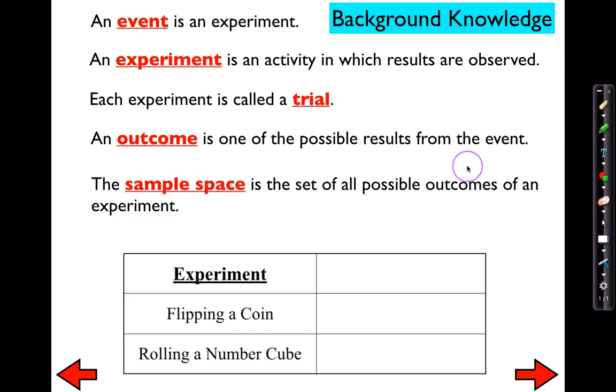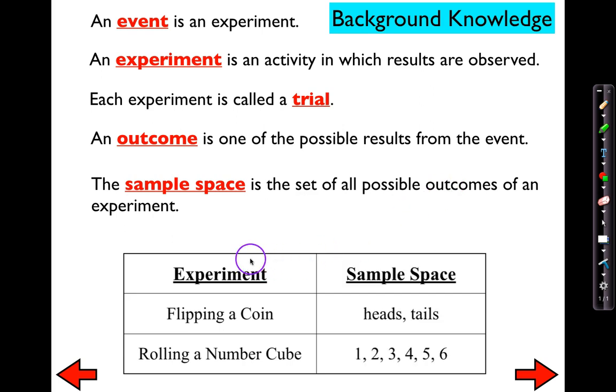But the main thing I really want you to remember is sample space. Sample space is the set of all possible outcomes of an experiment. So if the experiment was flipping a coin, the sample space would be heads or tails. If the experiment was rolling a number cube, the sample space would be 1, 2, 3, 4, 5, 6. Again, it's all possible outcomes.